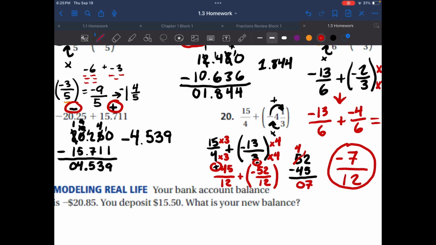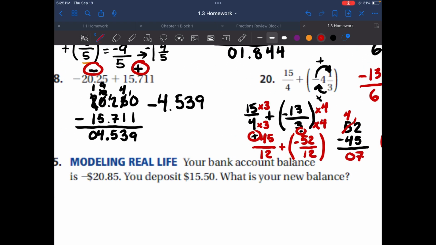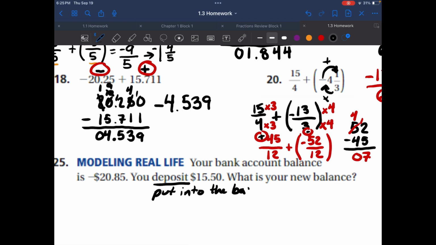Okay. Number 25. Your bank account balance is negative $20.85. Oh no, what happened? You deposit $15.50. What is your new balance? Let's talk about this word deposit. It means put into the bank. And I think I'm going to write back here. Whoops. I mean bank. Right, I'm putting money in. I am adding. So this is an addition problem.